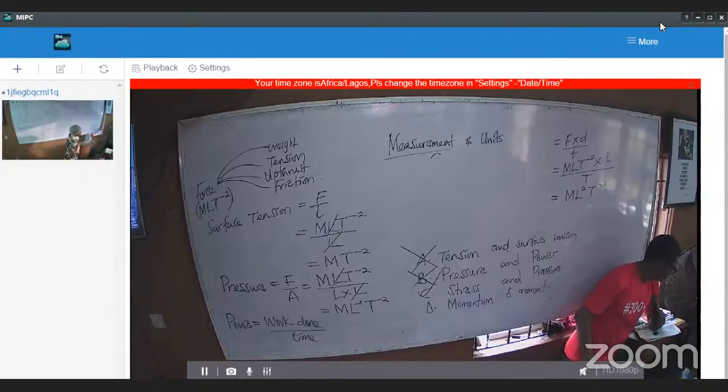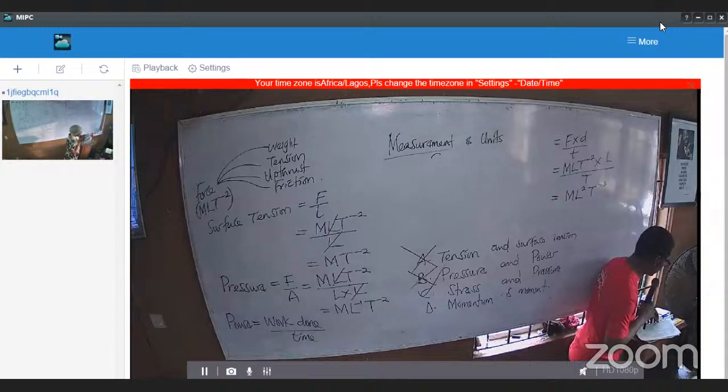Option A. Remember, number one: weight is the force of gravity on a body. Number two: the mass of a body is the quantity of matter in the body.